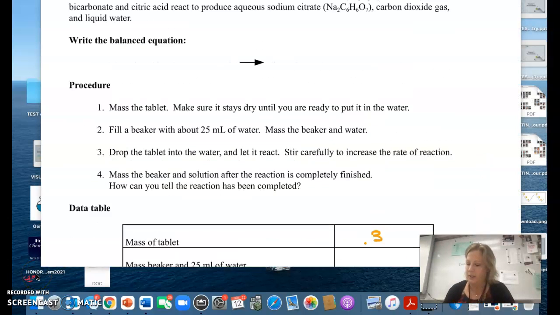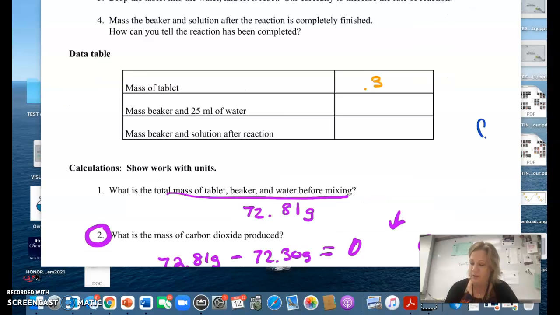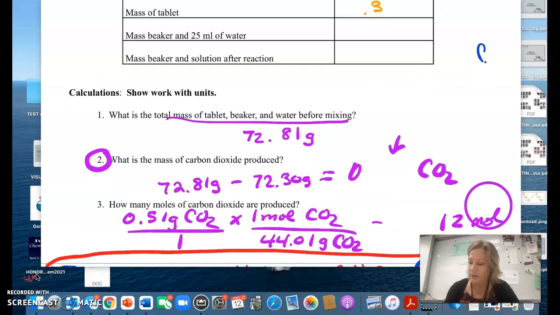This is a video that's going to help with completing the data analysis for the Alka-Seltzer lab. I'm going to model some of the steps that you need to do, and then you should be able to finish. So the first thing is the reaction for Alka-Seltzer.